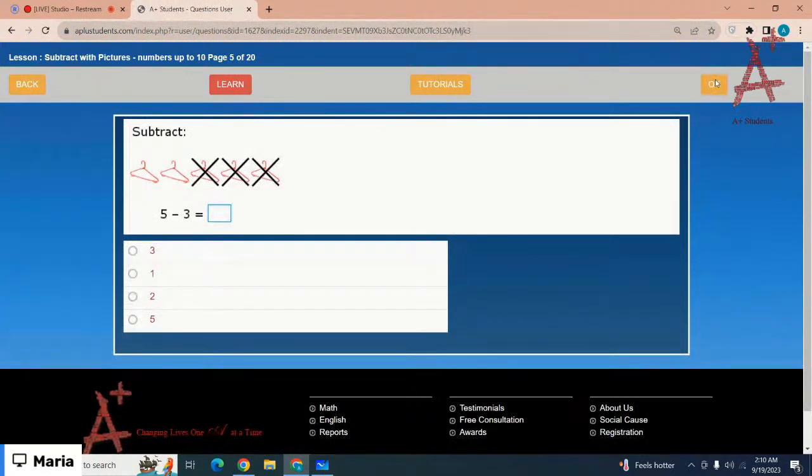Okay, the next one is you have a total of 5 hangers. 1, 2, 3, 4, 5, right? 3 of them are crossed. Now you have to count the ones that are not crossed. So which is the correct option?